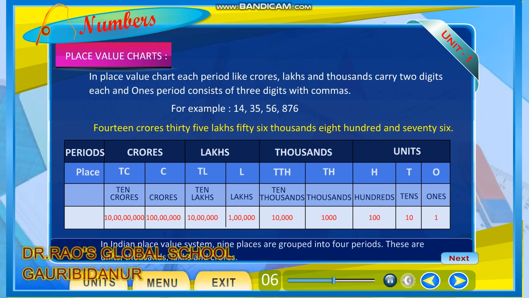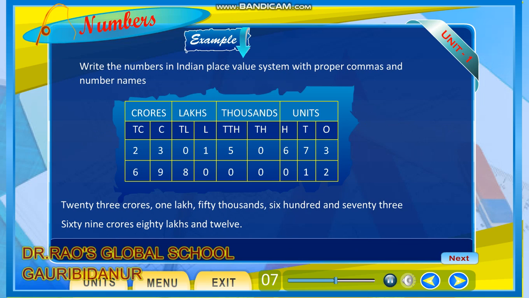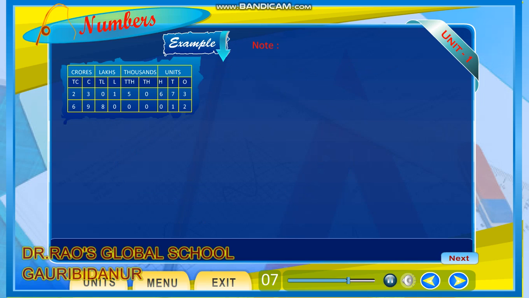Periods: units, thousands, lakhs, crores. In the Indian place value system, 9 places are grouped into 4 periods. These are units, thousands, lakhs and crores. Example: write the numbers in the Indian place value system with proper commas and number names. 23 crores, 1 lakh, 50,673. 69 crores, 80 lakhs and 12.